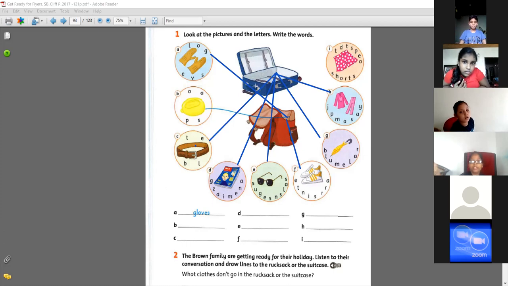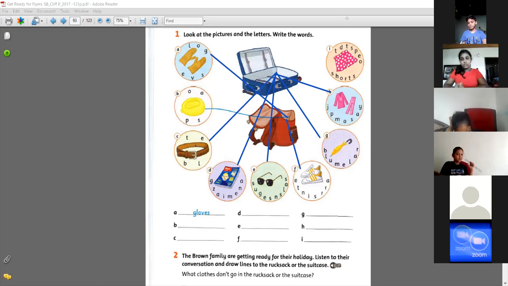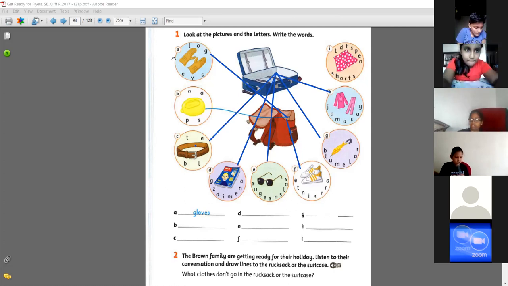Magazine ekak danna kiyapote me suitcase ekata. Teacher. Yes? Teacher. Yes? Teacher, holige harige amma magazine ekak rakshak ekata dammada kiyala. Wait, we'll check it again.